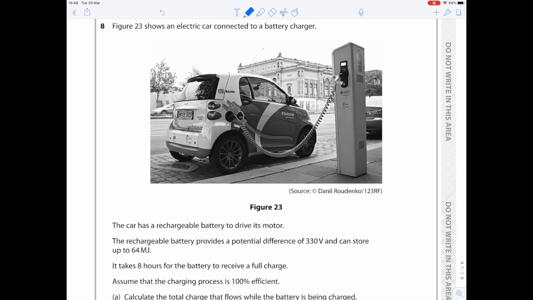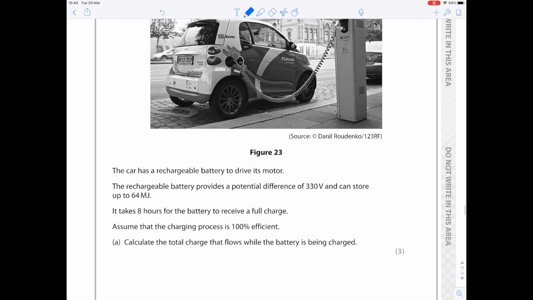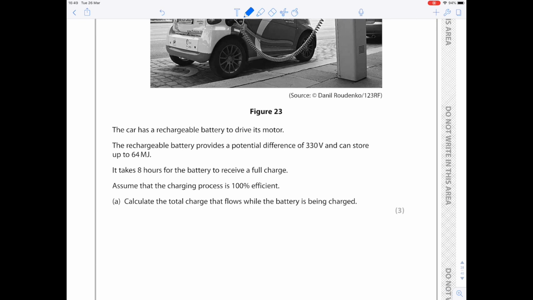Figure 23 shows an electric car connected to a battery charger. The car has a rechargeable battery to drive its motor. The rechargeable battery provides a potential difference of 330 volts and can store up to 64 megajoules. That's a voltage value. This is energy. So it's essential you label these because these questions are so hard.